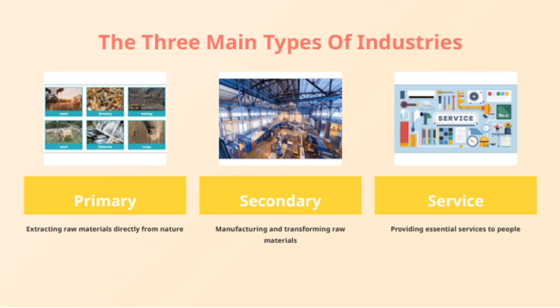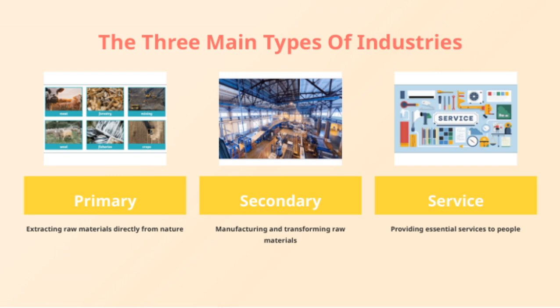Next, we move to secondary industries. These are all about manufacturing and transforming raw materials into finished products. For example, turning steel into cars or fabric into clothing. This stage adds value and creates the goods we use every day.